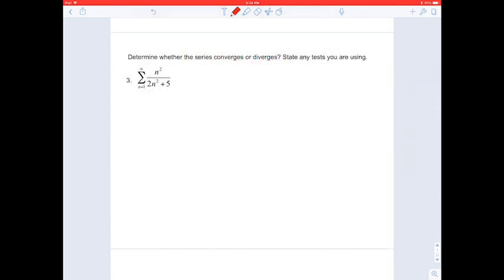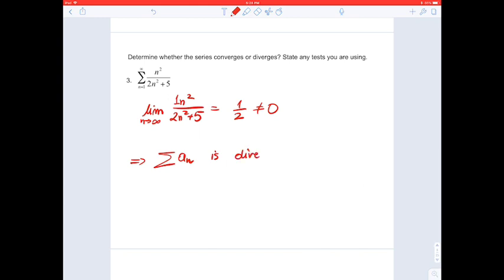Let's look at another one. Again, the summation from 1 to infinity of n squared over 2n squared plus 5. We can see right away that computing the limit of n squared over 2n squared plus 5 as n goes to infinity, we have 1n squared and 2n squared, the same degree of the function. I can take the ratio of the leading coefficients. The limit is 1/2. The limit is different than 0, then the infinite summation of a sub n, we know what a sub n is, the infinite series is divergent.